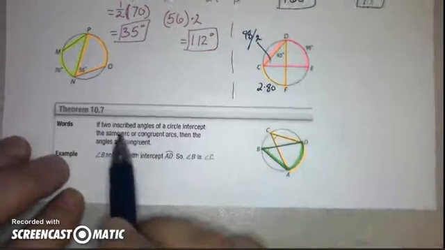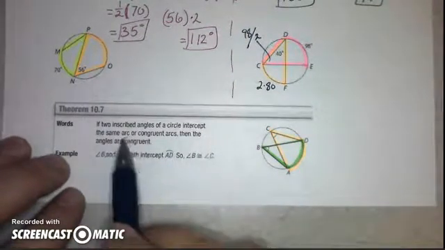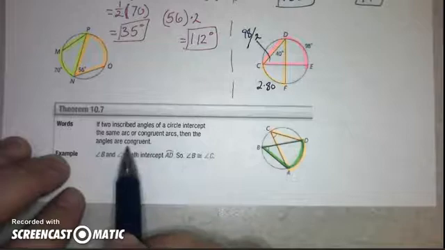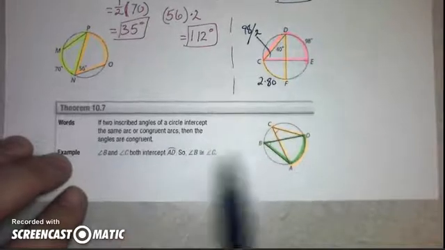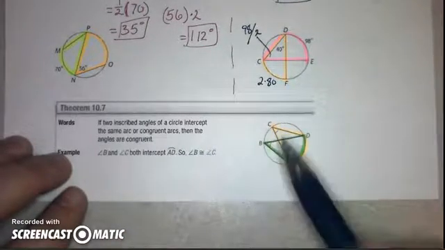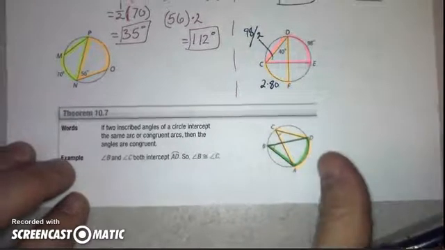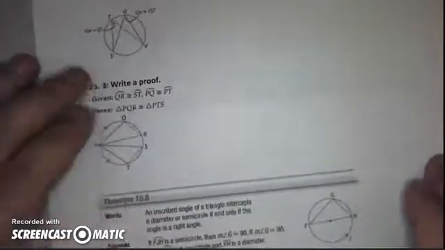So that's our theorem. If two inscribed angles of a circle intercept the same arc or congruent arcs, then the angles are congruent. So angles B and C are congruent because they're both intercepted by the same arc DA or AD. Okay, so we can use that for some problem solving.